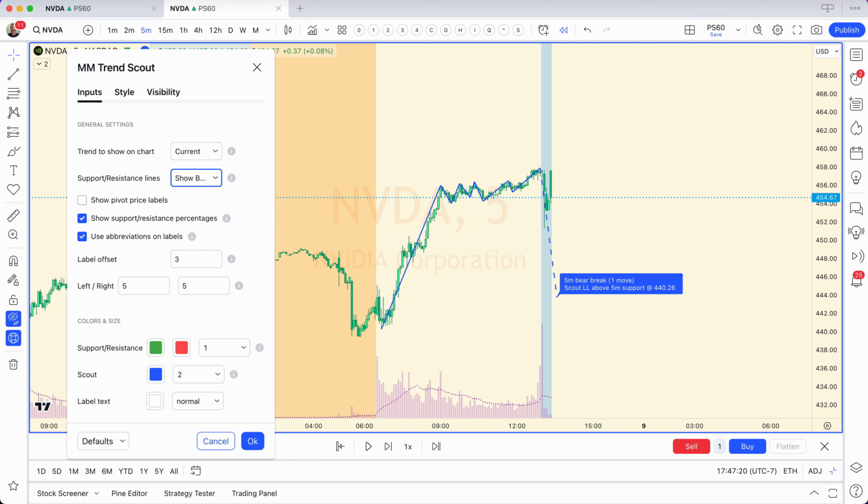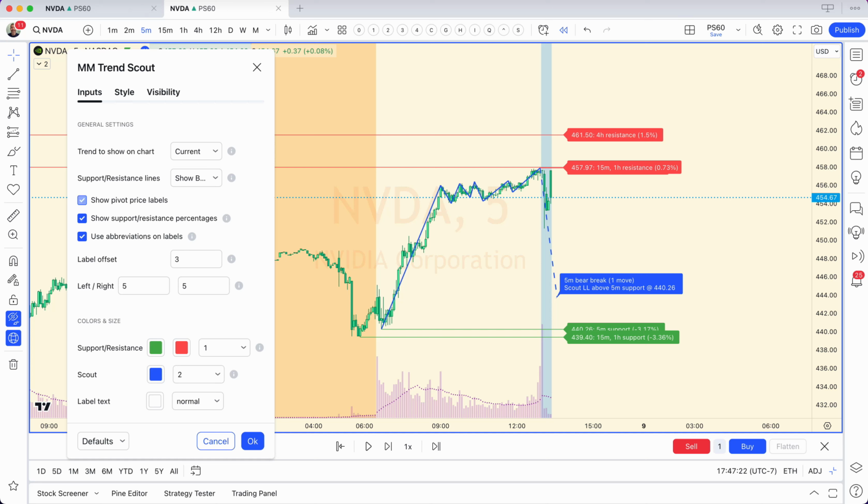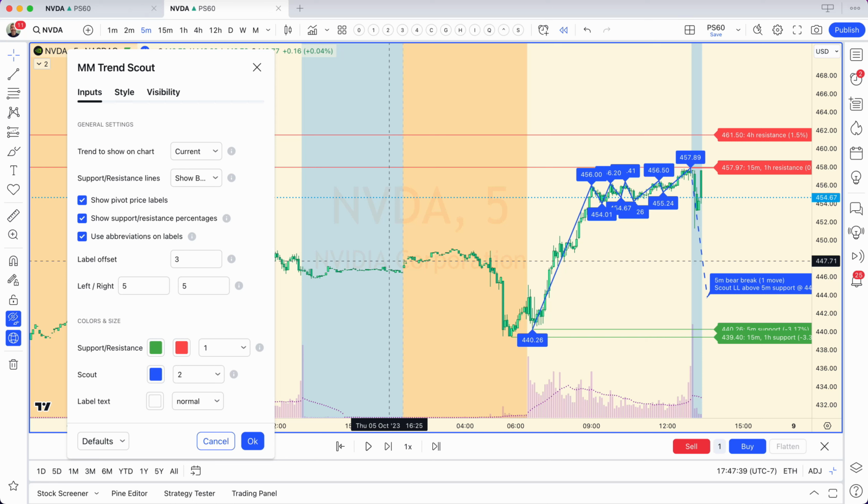Show pivot price levels is one that I leave off by default, but just in case you want to see them, I'm going to turn it on here. And there you see what it does. It basically highlights the pivot prices for you so you can see what they were at those different spots. So some people like to see those on their pivots. And so that's an option for you.